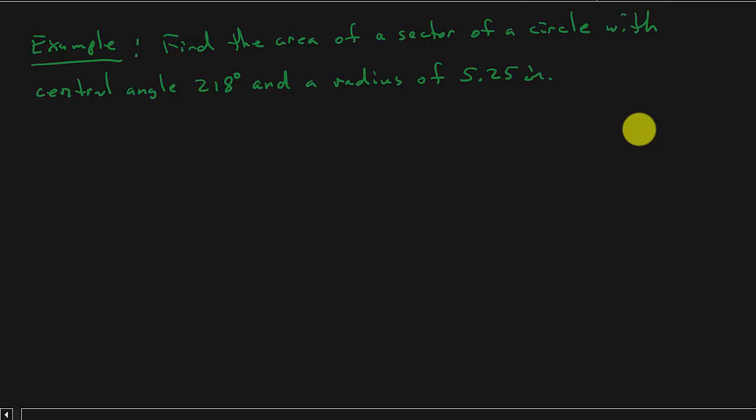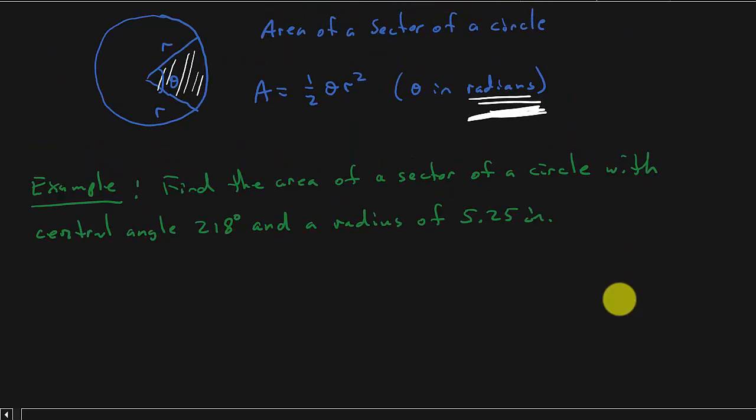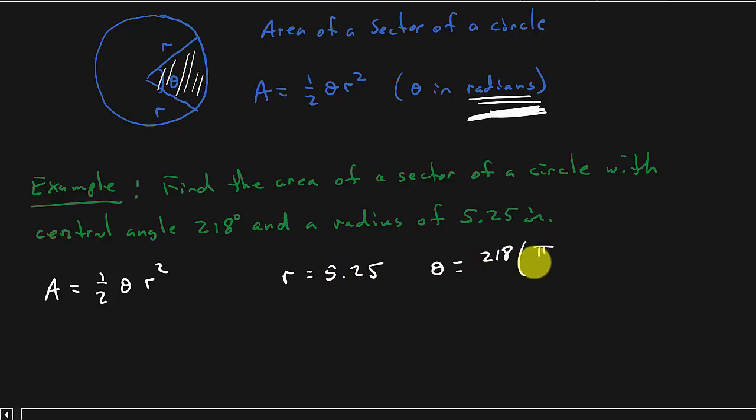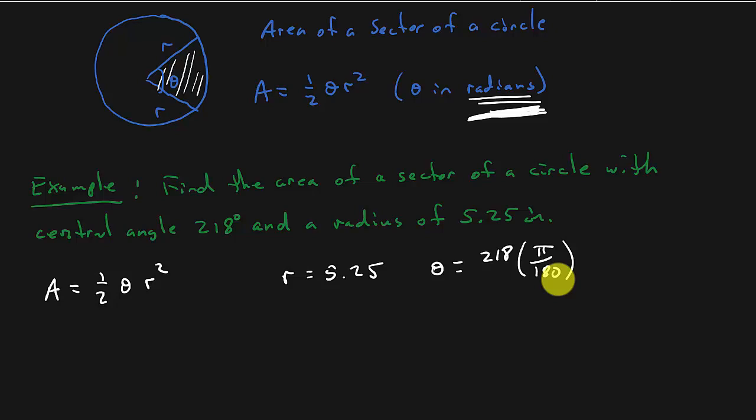Find the area of a sector of a circle with central angle 218 degrees and a radius of 5.25 inches. So we're looking for the area of a sector of a circle. So A is 1/2 theta times R squared. All right. So we know R is equal to 5.25, and we know theta is 218 times pi over 180. We've got to convert it to radians. And remember, we did that at the very first of the video. So let's see, 218 over 180.